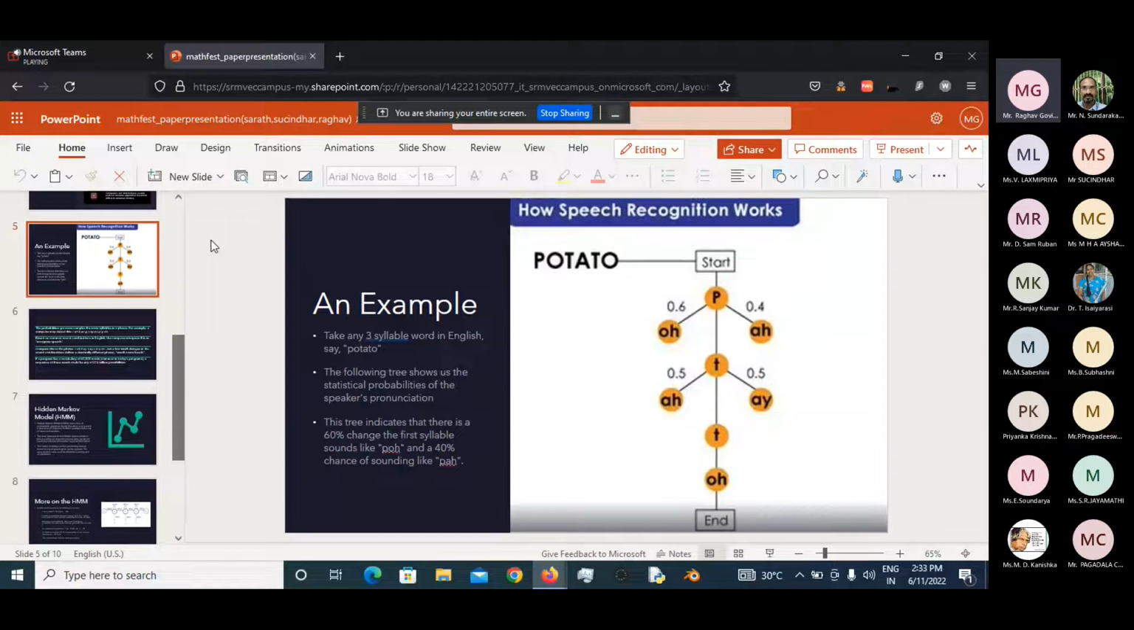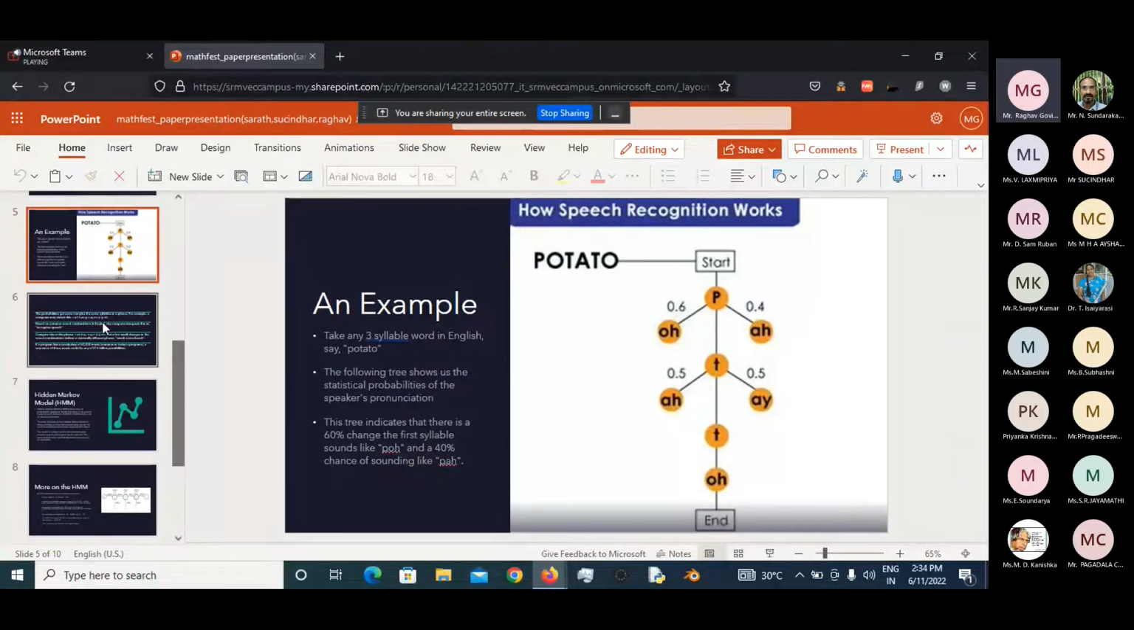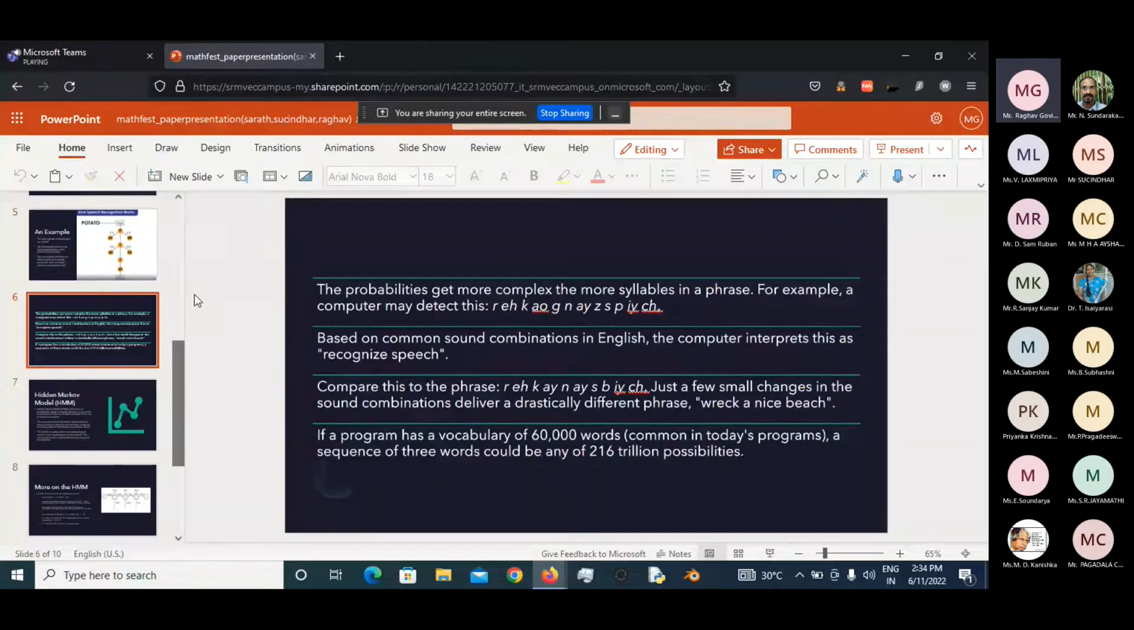Now, this tree indicates us that there is a 60% chance that the first syllable will sound like po, and there's a 40% chance of sounding like pa. And using these probability, it actually determines what word the speaker is speaking. Now, these probabilities can get more complex the more syllables there are in a phrase.